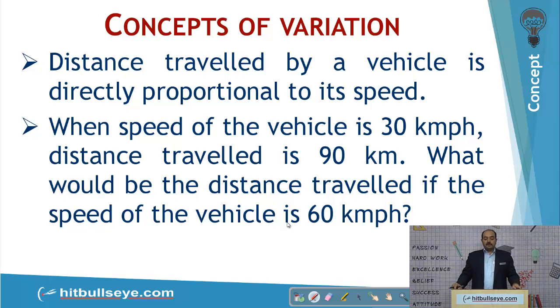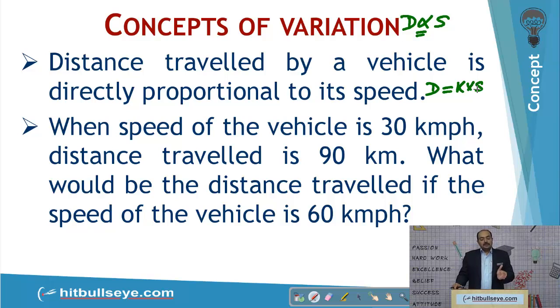It says distance traveled by the vehicle is directly proportional to its speed, which means we'll write distance is directly proportional to speed. Now this particular sign is what we call the sign of proportionality. This would be removed by introducing a constant k, which is like this: d equals k into s. This k is called the constant of proportionality.